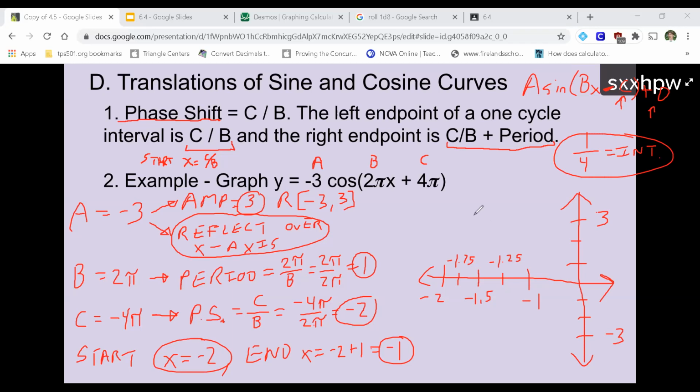All right, so now we're ready to start. Cosine starts at its maximum, but because we're reflected over the x-axis, instead we will start at the minimum. And then we'll do intercept, maximum, intercept, minimum. So your graph ends up looking like this. It's a pretty skinny graph this time.